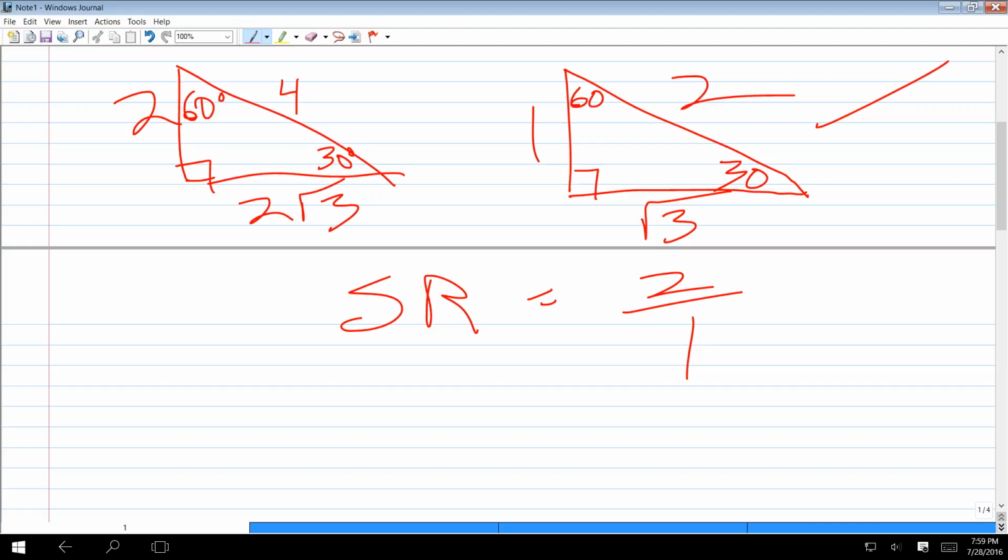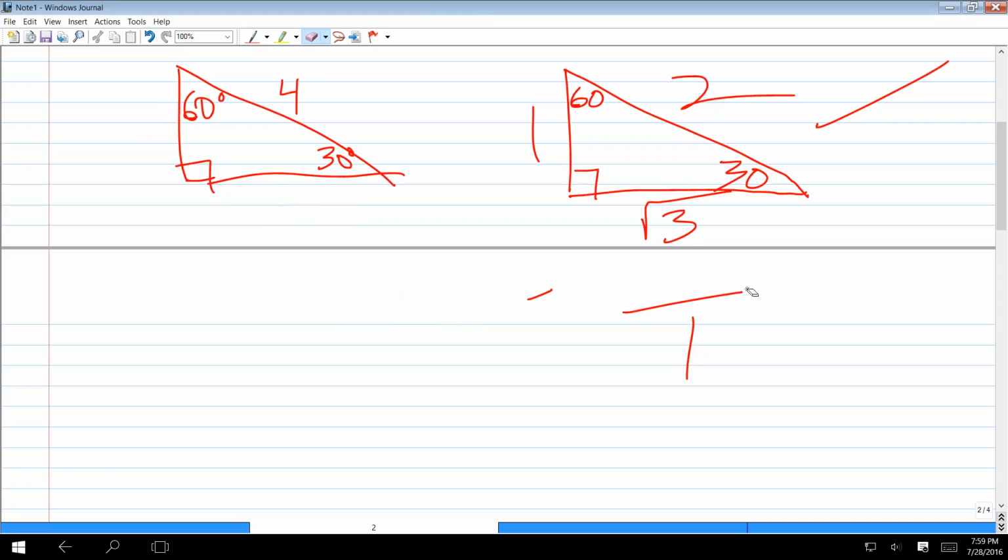Whenever you're looking at a similar triangle to one of these special triangles, this is the logic you always want to use. You want to figure out what the similarity ratio is, and then you want to figure out what each side is. So even though you were only given one side, you can still figure it out.